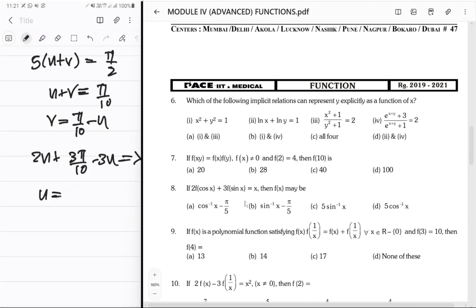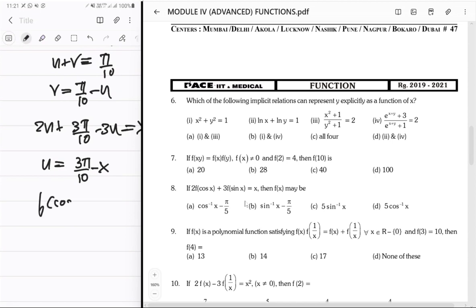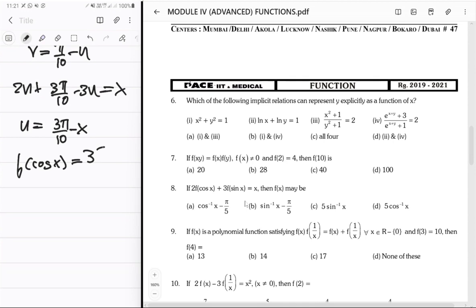So u is just equal to 3 pi upon 10 minus x, I guess, right? But remember what u was, it was just f of cosine x. So f of cosine x is equal to 3 pi upon 10 minus x, right? That should be it. So what if we just said x is replaced by cosine inverse of x? That's like saying f of x is equal to 3 pi upon 10 minus cosine inverse of x. It could be this thing, right?